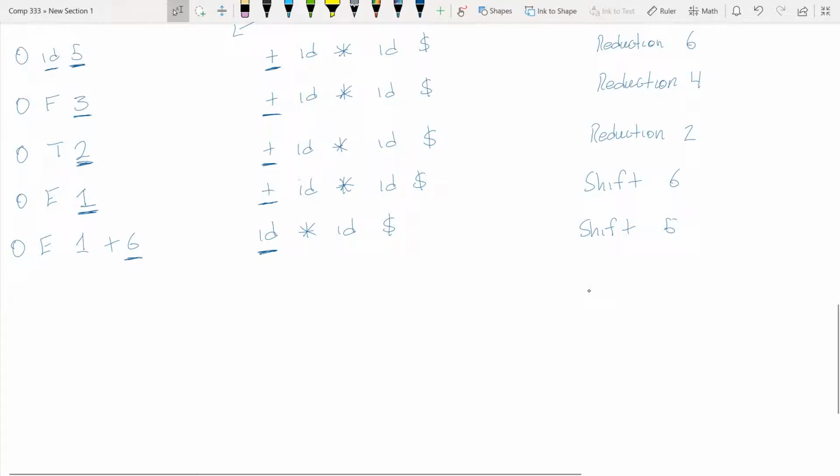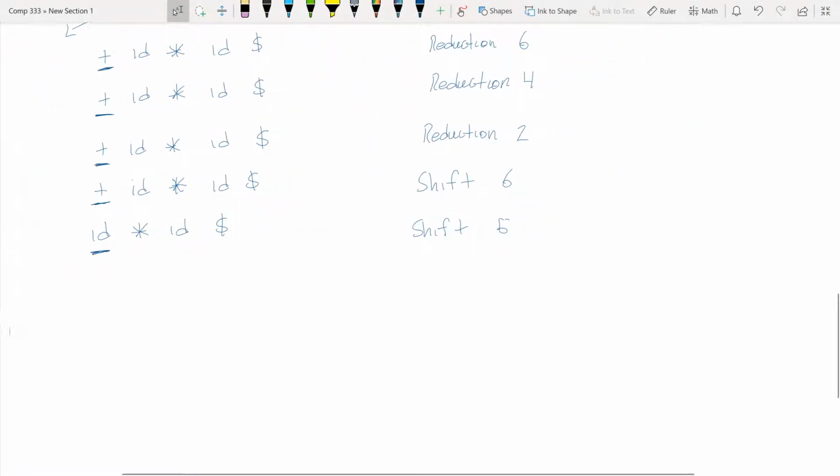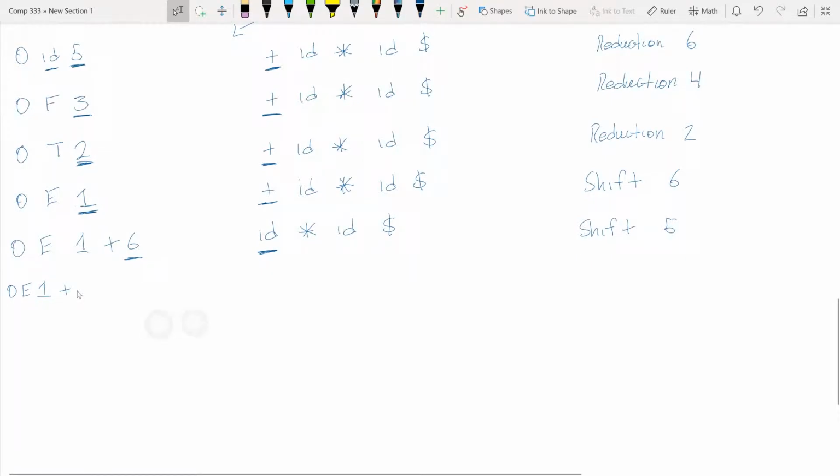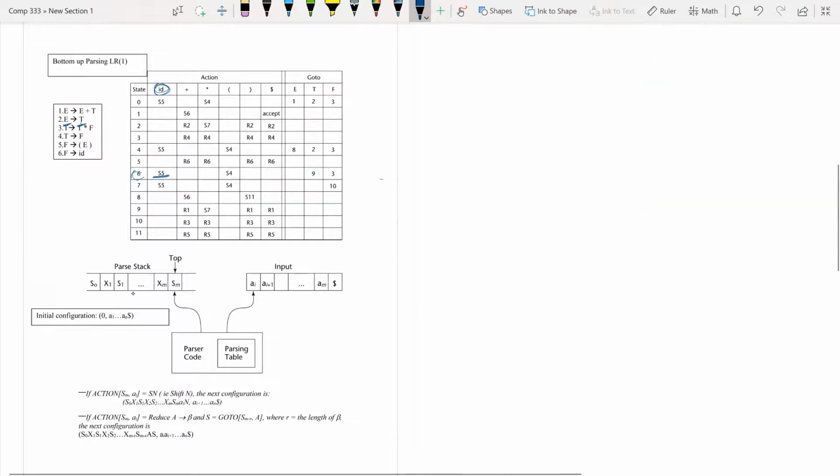But alright, so anyways, now we did shift 5. So we get 0, E, 1, plus 6, ID, and then 5. And then all this stuff comes down minus the ID. So times ID, money sign. And now we go straight to 5 and multiplication. So then we get here 5 and multiplication. We get a reduction 6.